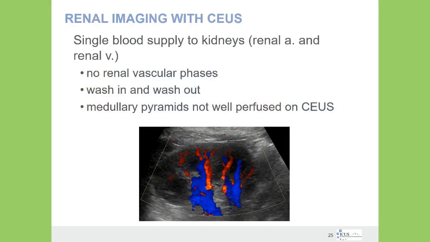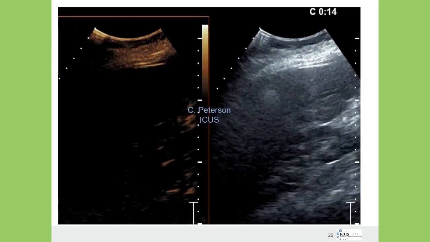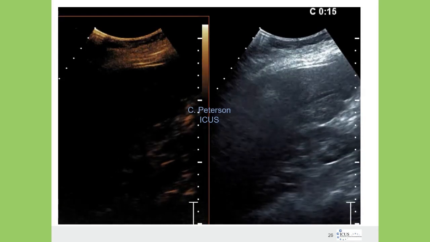When we image the kidneys with contrast, we have a slightly different flow pattern to consider. We have a single artery and a single vein that supply and drain the kidneys. Therefore, there are no renal vascular phases like we have in the liver. So we're going to watch the wash-in and the wash-out of the contrast. The medullary pyramids and the calyces are not well perfused on contrast ultrasound, and anything that doesn't have blood flow will appear as anechoic.